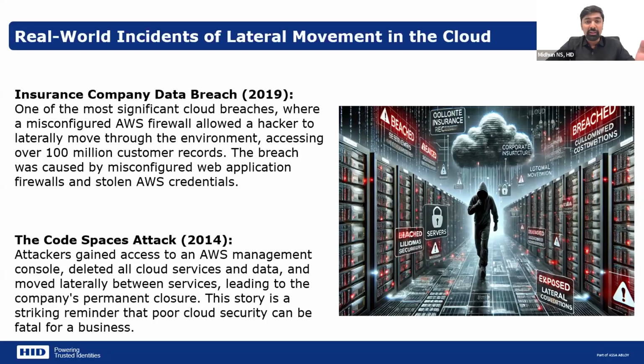What made this attack so effective wasn't just the initial intrusion, but what happened after the attacker got in. The root cause was a misconfigured web application firewall. This exposed an entry point to the cloud environment. Once the hacker was inside, they didn't just stop at what was accessible. They moved laterally within the cloud infrastructure, escalating privileges, exploiting resources, and over 100 million customer records, names, addresses, credit scores, even social security numbers, were exposed.